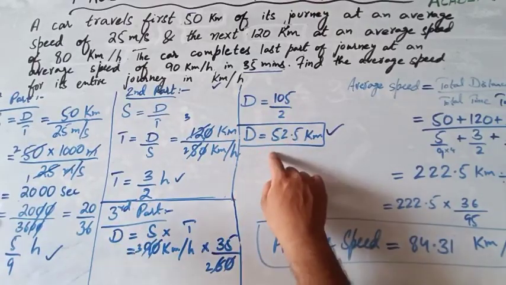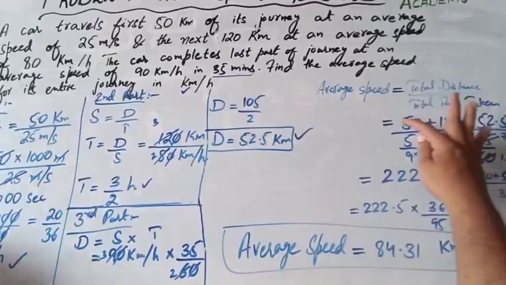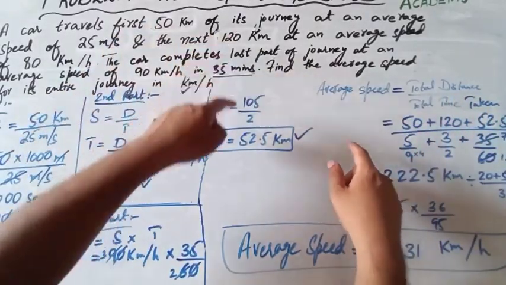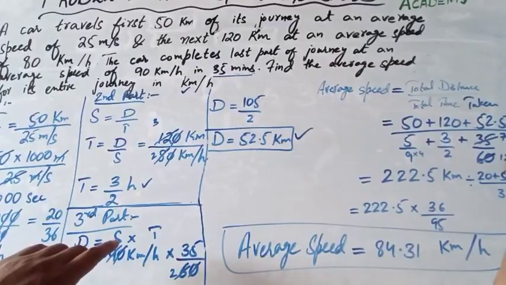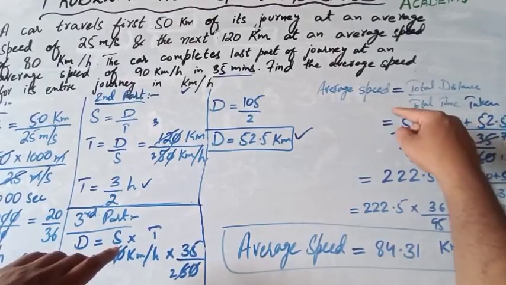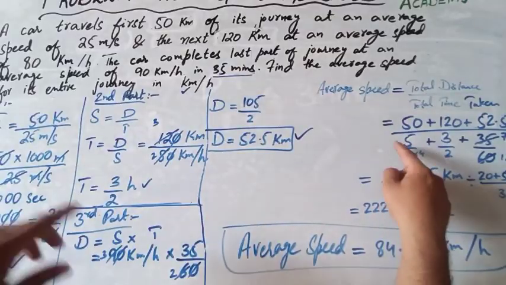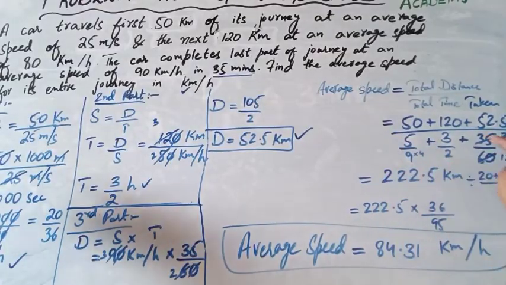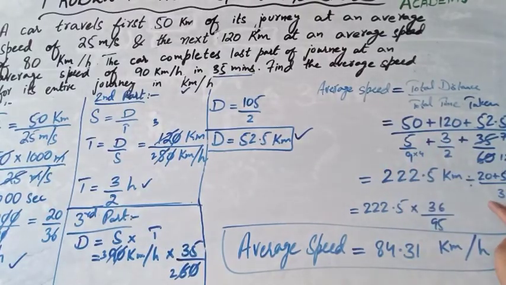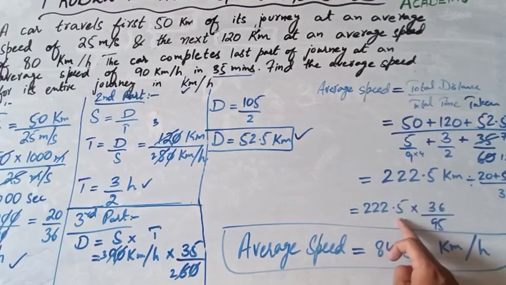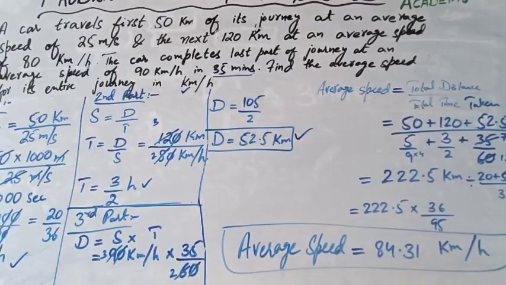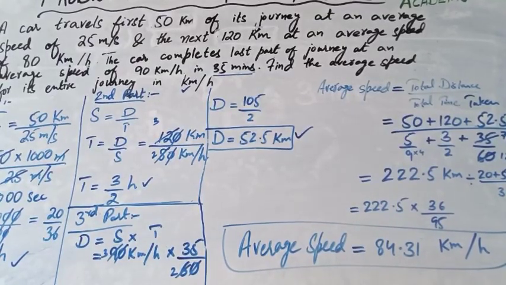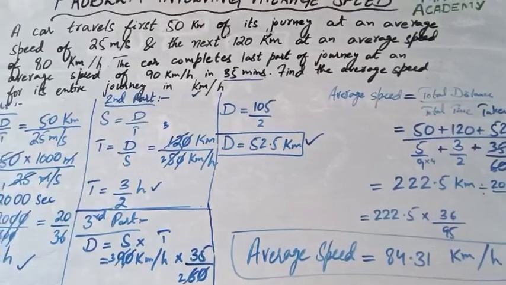So now we have substituted this over here. For the total distance traveled, 50 kilometers, 120 kilometers, and for the third part the distance is over here 52.5 kilometers. All the units are the same in the numerator. Total time taken: 5/9 hour, 3/2 hour, 35/60 hour. We have simplified and taken the LCM of all the denominators, which is 36. Add all the numerators after adjusting them, and then reciprocate and simplify it by 222.5. You will get the final answer of average speed for the entire journey of the car in kilometers per hour. So this is a very practical question.